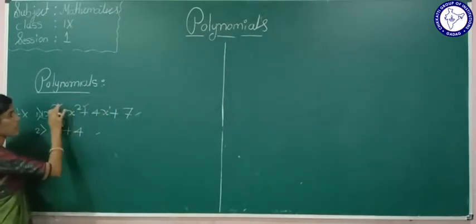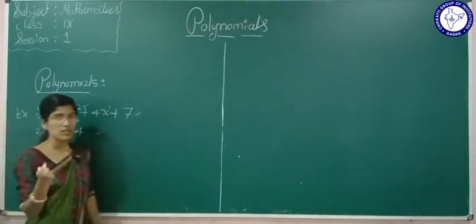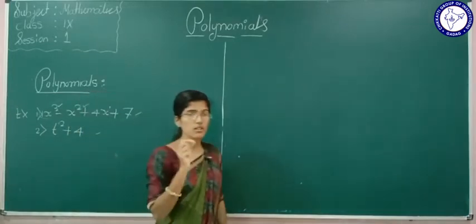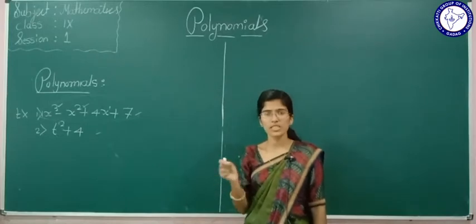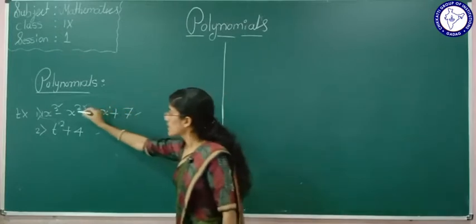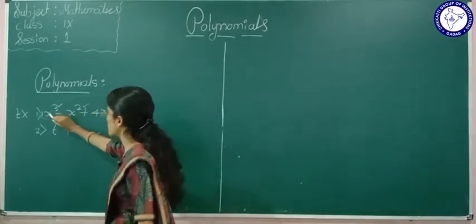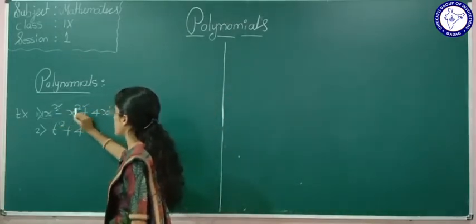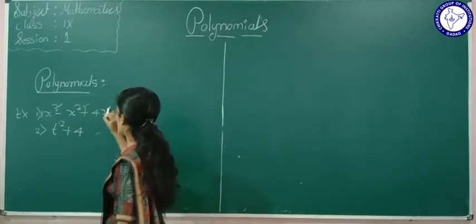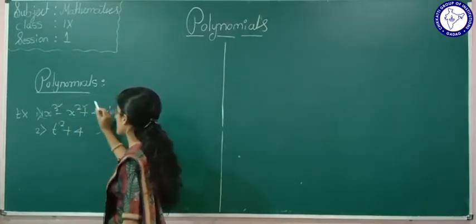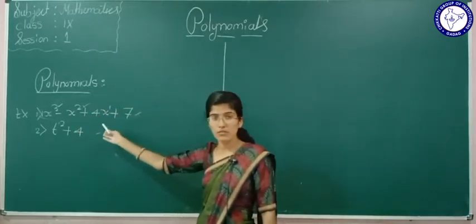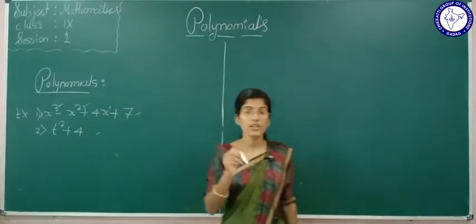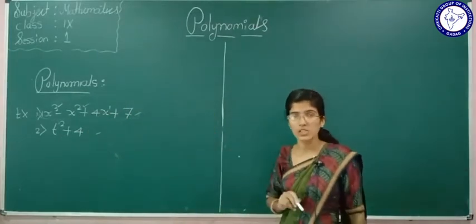How are these powers? These powers are non-negative integral, right? Non-negative integral. What is this non-negative integral? In short, I can say whole numbers. See here, see the powers. The power of x here is 3. Here the power of x is 2. Here the power of x is 1. The powers of x are whole numbers. If the powers of the variables are whole numbers, then only we are telling this is a polynomial.